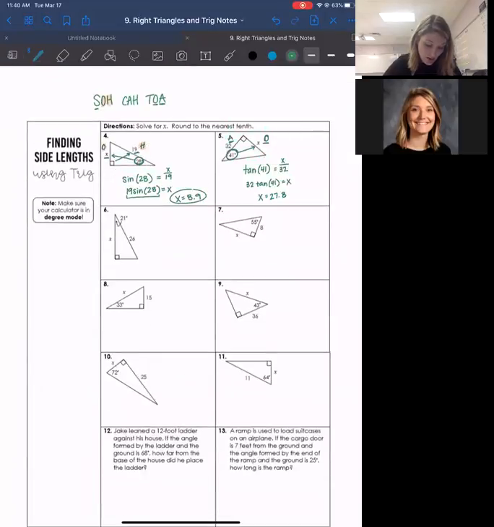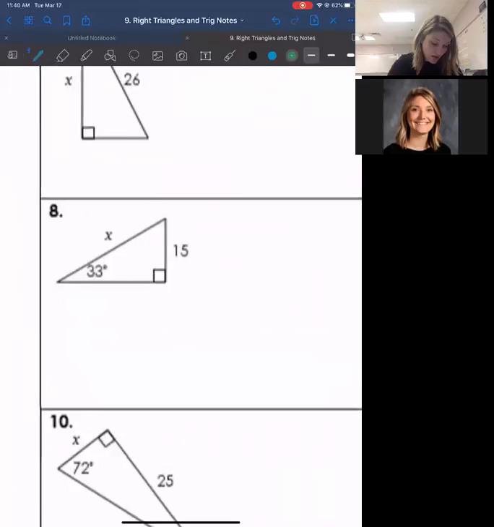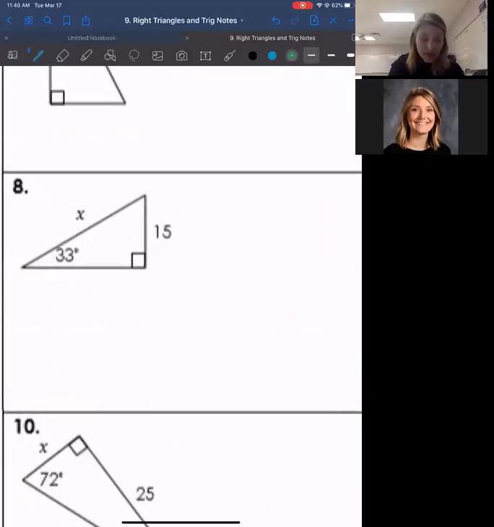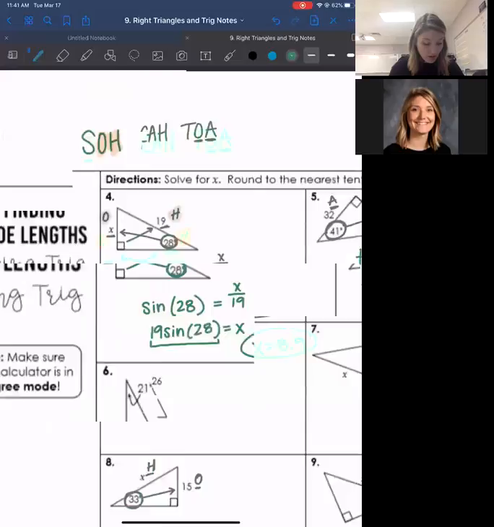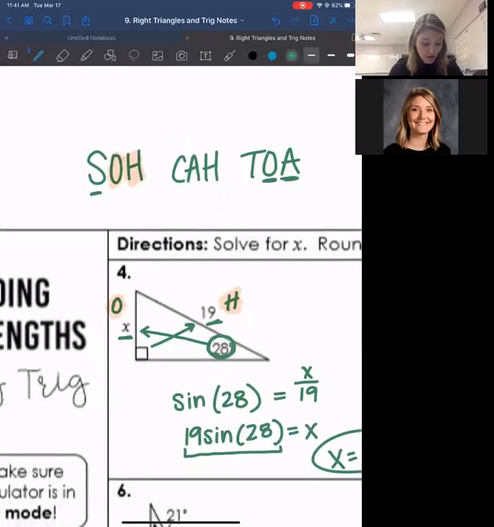Okay. All right, now let's go to number 8. So I noted this one as being a little bit different in class yesterday. So here's my angle. I have what's across from it, so I have what is opposite of the angle. And then x is across from that right angle, so that's actually the hypotenuse, right? And so I have the O and I have the H, so if you look at our mnemonic device here, O and H leads us to use sine.